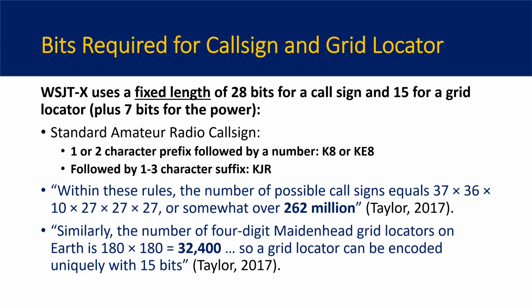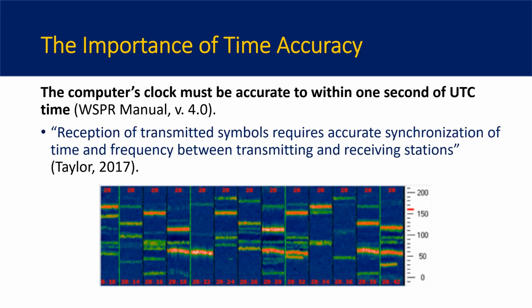I mean, it's pretty mind-boggling, you know. And the same thing is true for grid locators. So we can do the math there, and we end up with approximately 32,400 possible grid locators that are encoded with just 15 bits. And so what the software has to account for on the other end in terms of checking the validity of the possibilities is really astronomical.